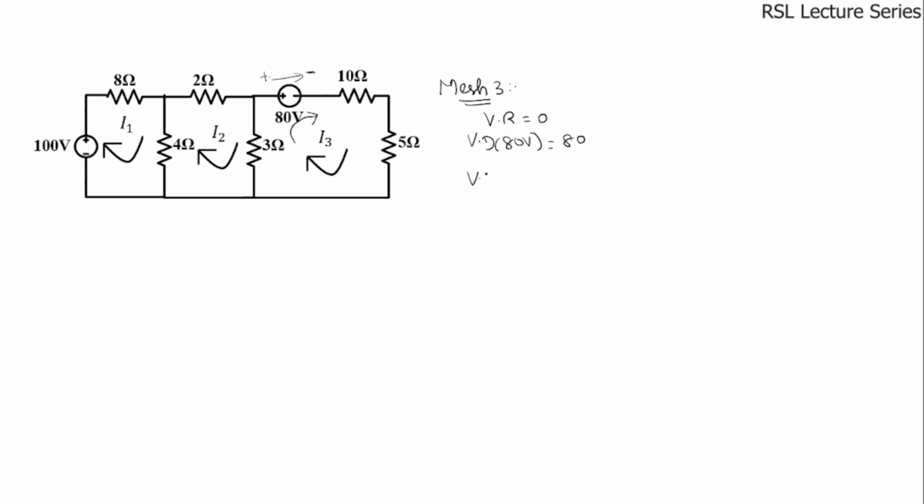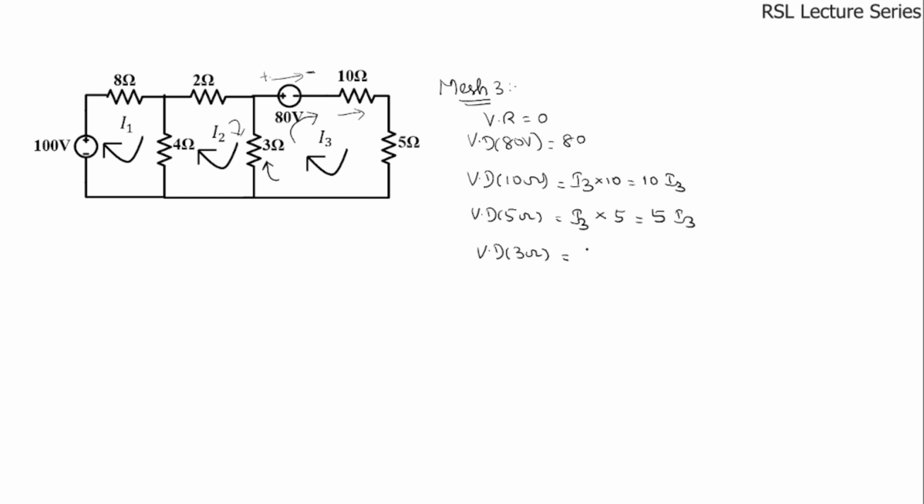Okay. So next voltage drop across the 10 ohms resistor. So current flowing through this 10 ohms again is I3. So we can write it as I3 into 10 or 10 I3. So next voltage drop across the 5 ohms resistor. So current flowing through this 5 ohms is I3 again. So 5 into I3. So next voltage drop across the 3 ohms resistor. So the 3 ohms resistor is lying in between mesh 2 and mesh 3 as already discussed.